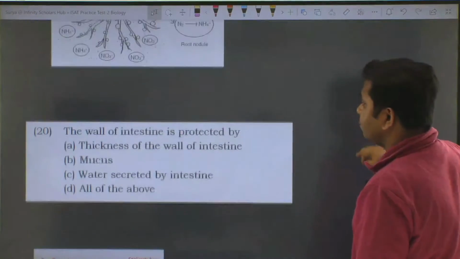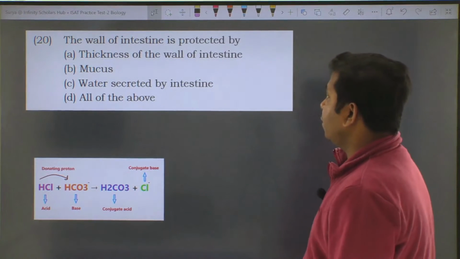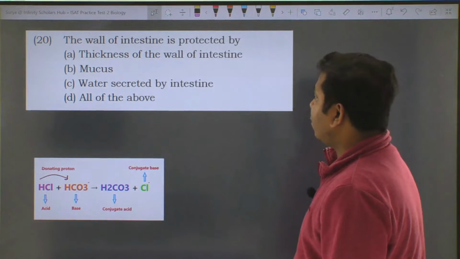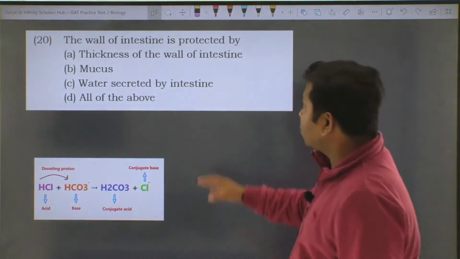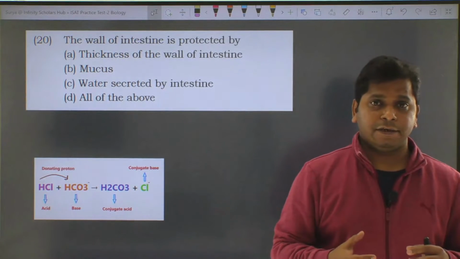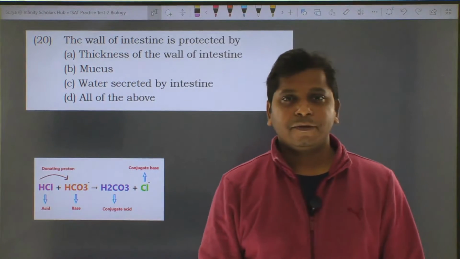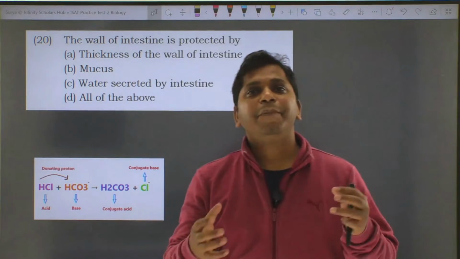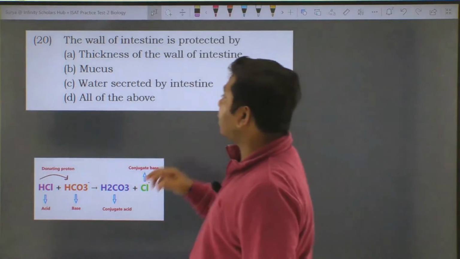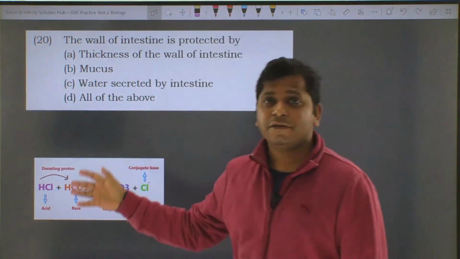Let's go to the next question. The wall of intestine is protected by, okay, so the options are thickness of the wall of the intestine, mucus, water secreted by the intestine, all of the above. Especially the question here that has been asked is that mostly the acids which are secreted can damage the wall of the intestine, and therefore it requires some base which can neutralize the action of the acids, and therefore the intestine secretes a large amount of mucus so that it will be protected from the action of those acids.